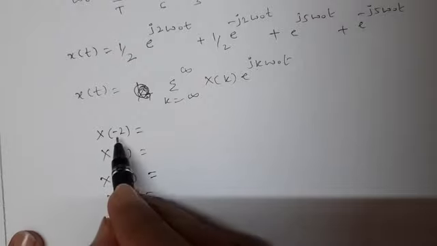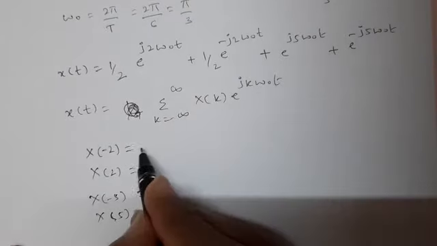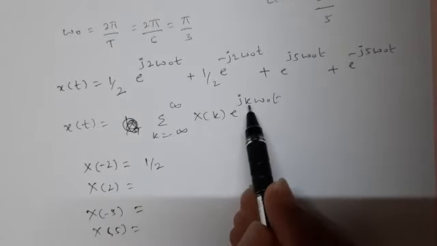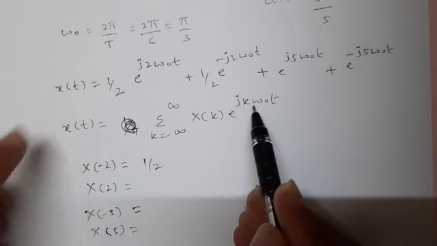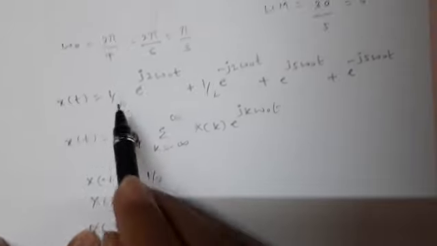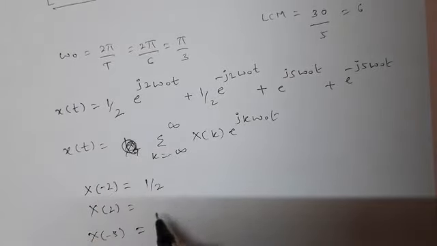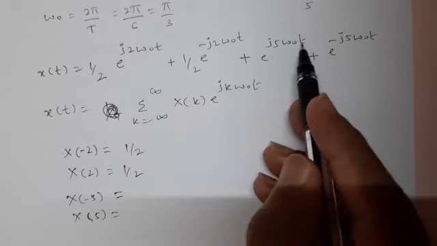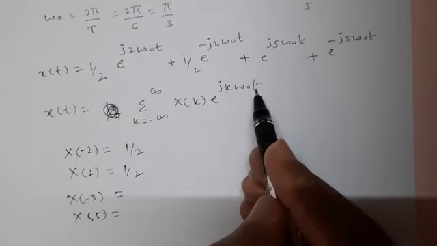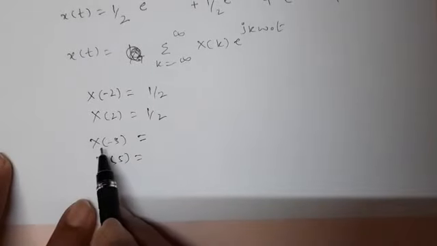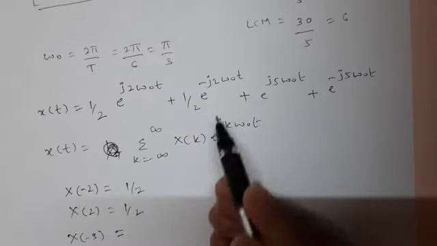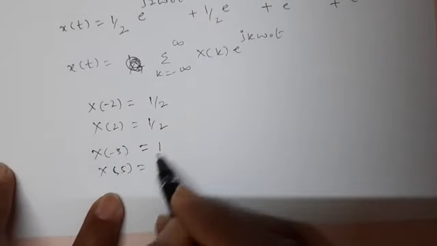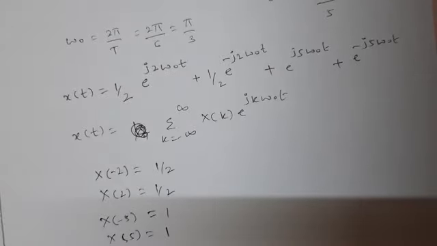So what is x of minus 2? This one, half. X of plus 2 means j2 omega naught t at k equal to 2, and hence I have written x of 2, and the coefficient x of k is this, half. For j5 omega naught t, the k value is 5, so x of 5. What is the value here? The coefficient is 1. Similarly this 1 and 1. These are the complex Fourier coefficients.